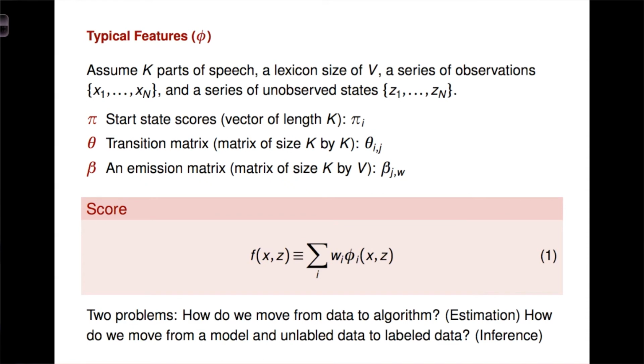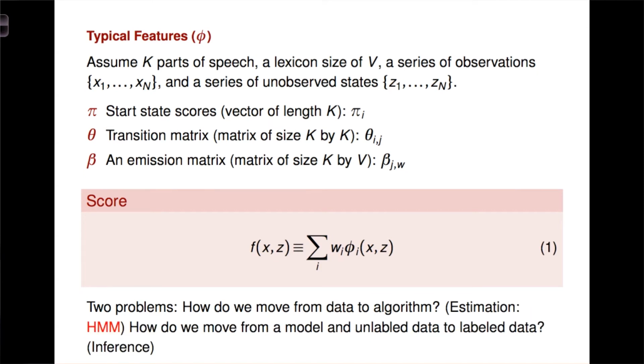There are 2 main problems here. How do we move from data to algorithm? This is often called estimation. And then how do we move from a model and unlabeled data to labeled data? And this is often called the inference problem. So you can do estimation doing an HMM. This is relatively easy. It's basically doing the same sort of counting that we did for naive Bayes.